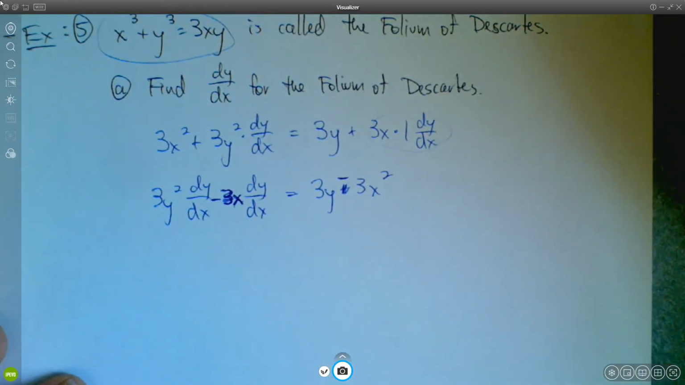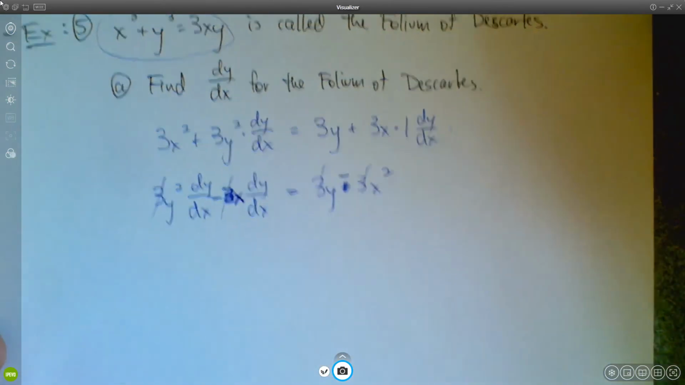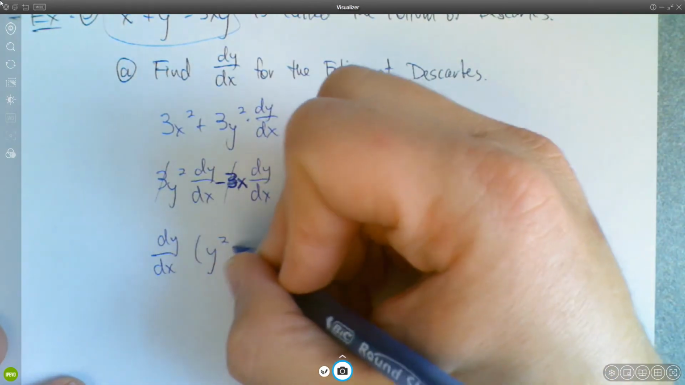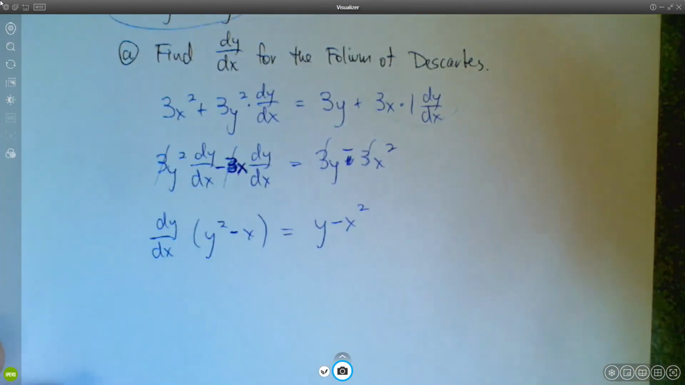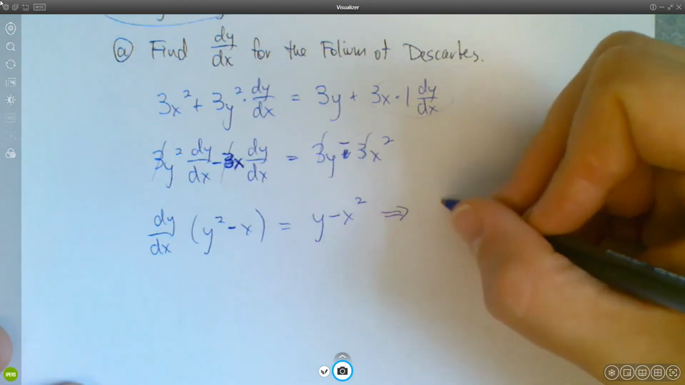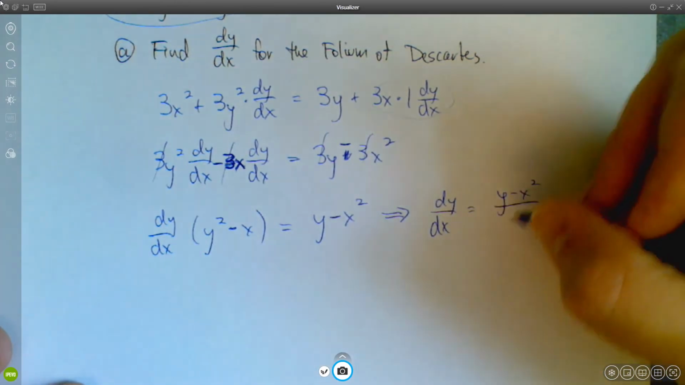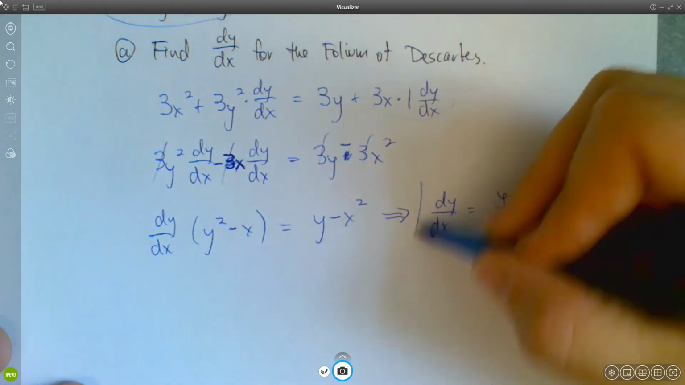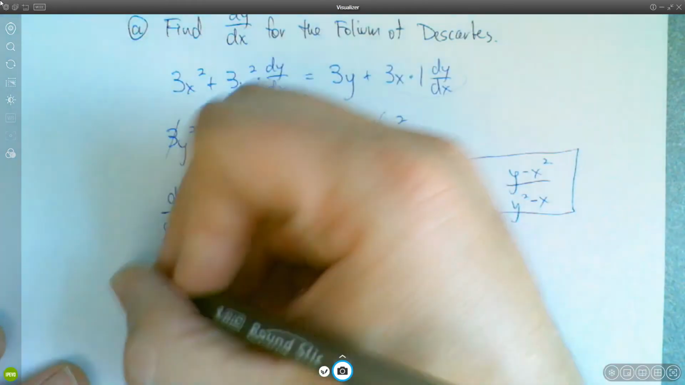Goodness, there are a lot of 3's. In fact, every single term has a 3 on it. I'm just going to go ahead and cancel those. So I've got dy/dx times (y squared minus x) equals y minus x squared. That's very interesting. And then we divide through to solve for dy/dx. So we get (y minus x squared) over (y squared minus x). There you go. So there's the derivative of the Folium of Descartes.